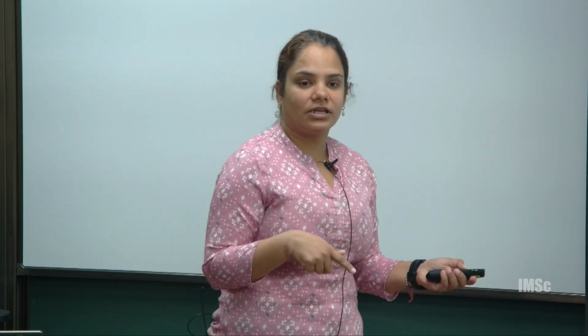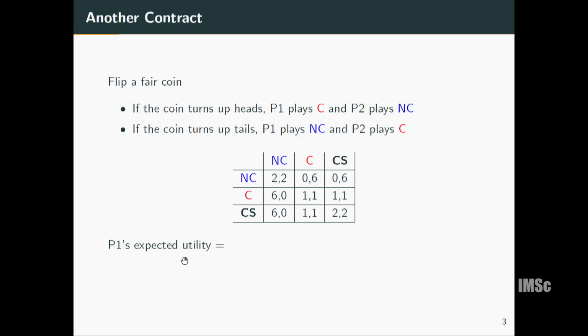So, with 0.5 probability, player 1 will get a utility of 0 and player 2 will get a utility of 6. With 0.5 probability, player 1 will get a utility of 6 and player 2 will get a utility of 0. Therefore, the expected utility of both player 1 and player 2 will be 3, which is better than 2 comma 2. Make sense? Perfect.